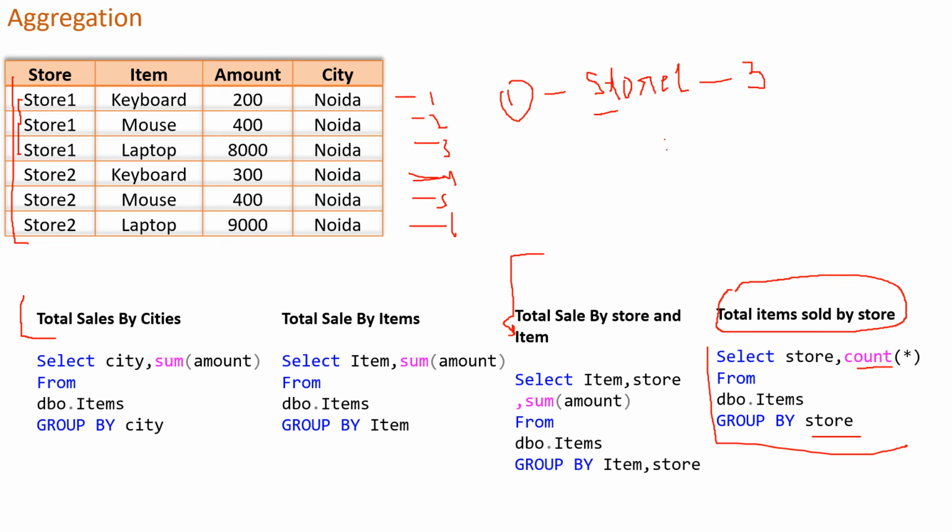And similarly in store 2 we have 3 similar values, so it creates a second group on store 2 and then performs the aggregate function count. So count will similarly count the number of rows in this group. The number of rows in this group is also 3.